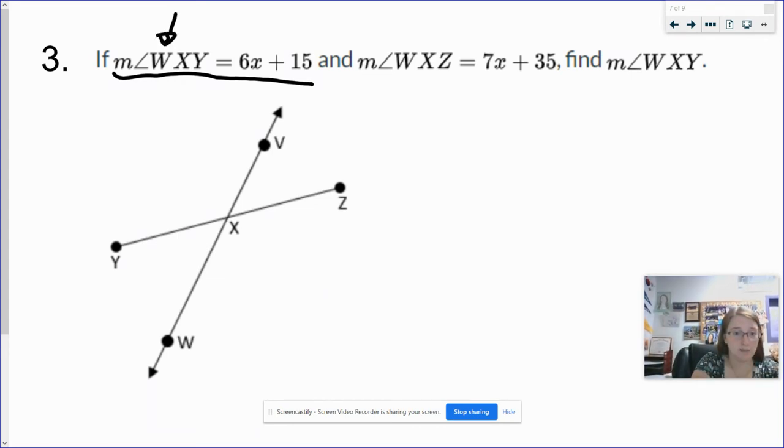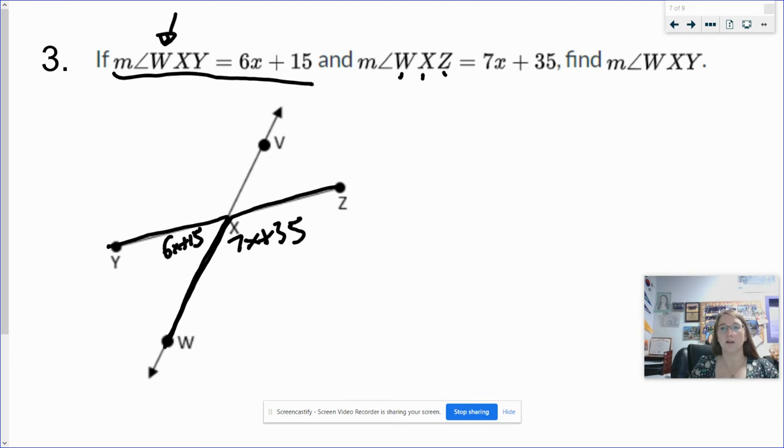So WXY. Let's go ahead and label this in the picture. W to X to Y. 6x plus 15 goes right there. Now we have W to X to Z. W to X to Z. 7x plus 35 goes right there. So here's what we need to do. We need to solve for x.